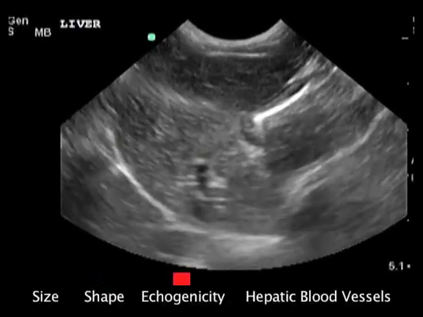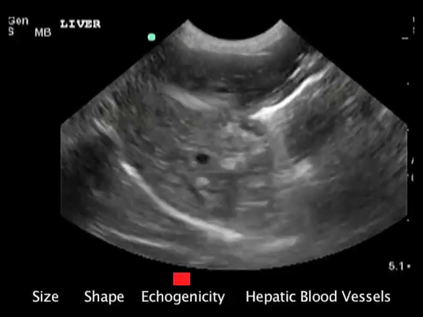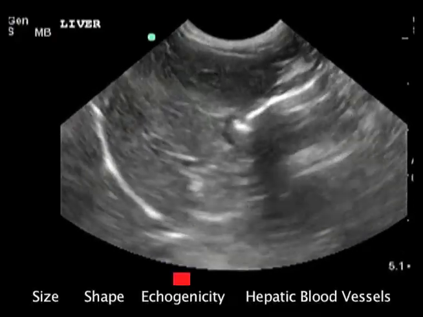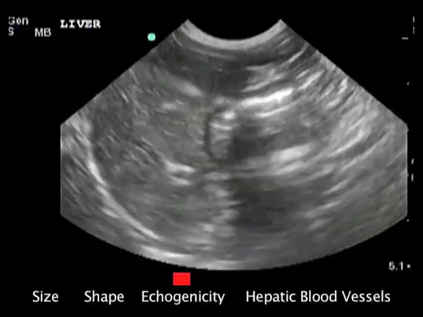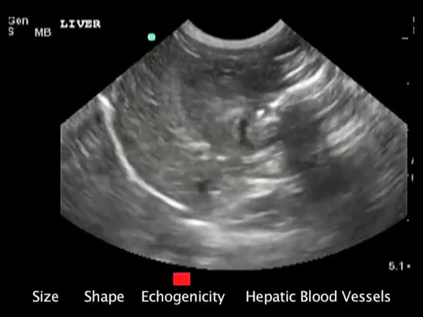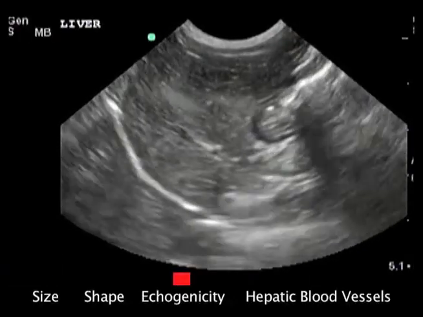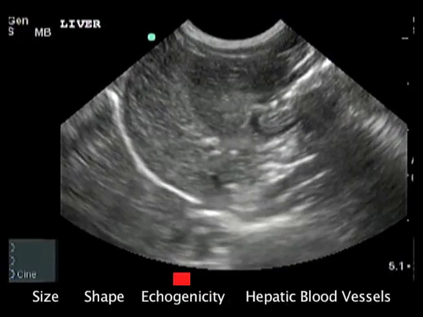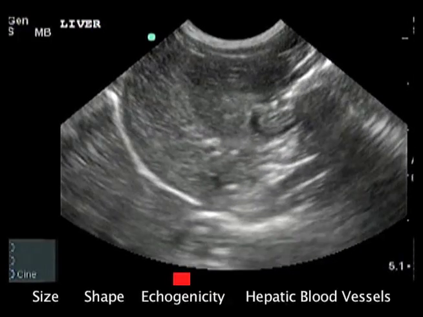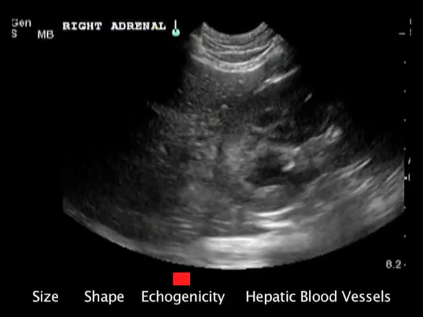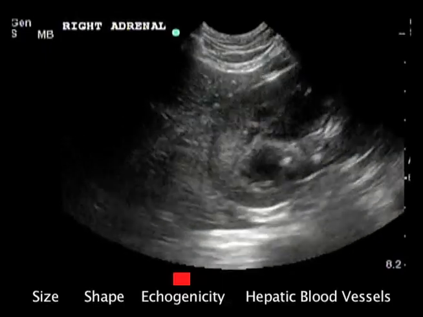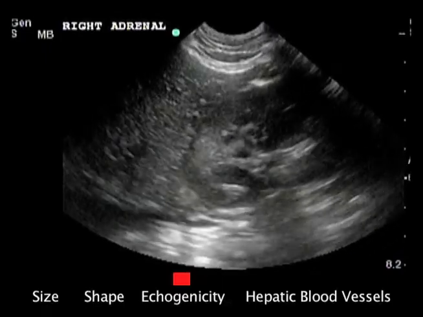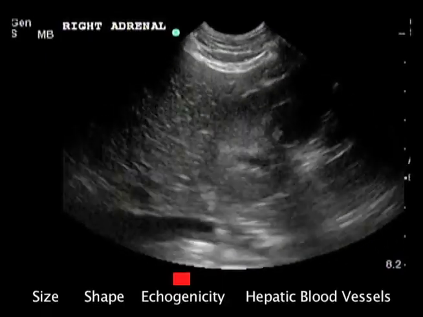Normal liver has a homogeneous tissue density with an echogenicity similar to normal falciform fat seen at the ventral midline sagittal position. Homogeneous liver parenchyma is interrupted by hepatic blood vessels, which will be described later. Normal liver is usually isoechoic to normal cortex of the kidneys.